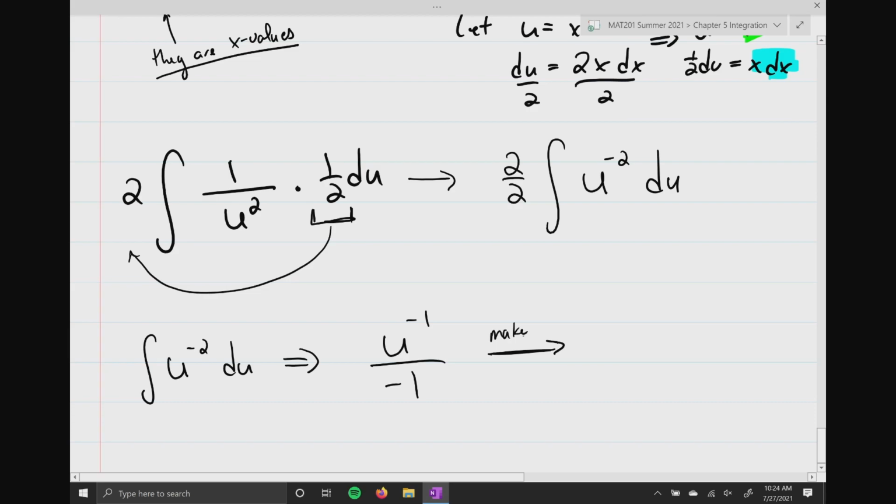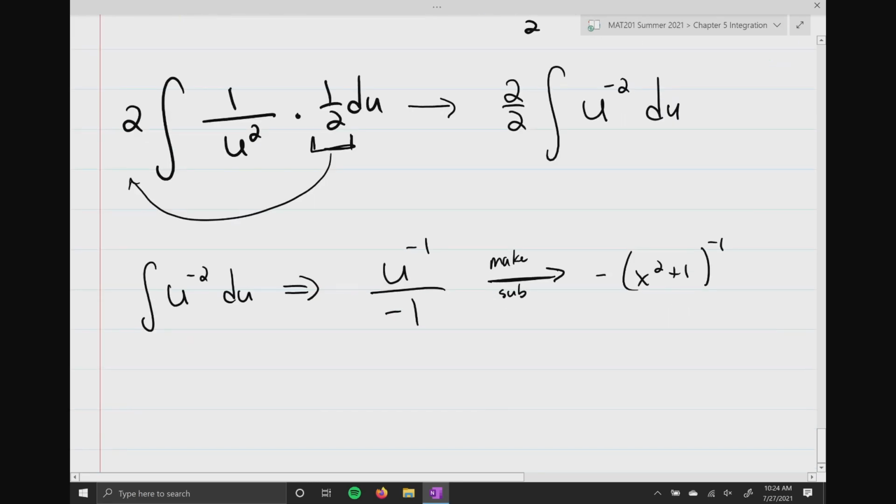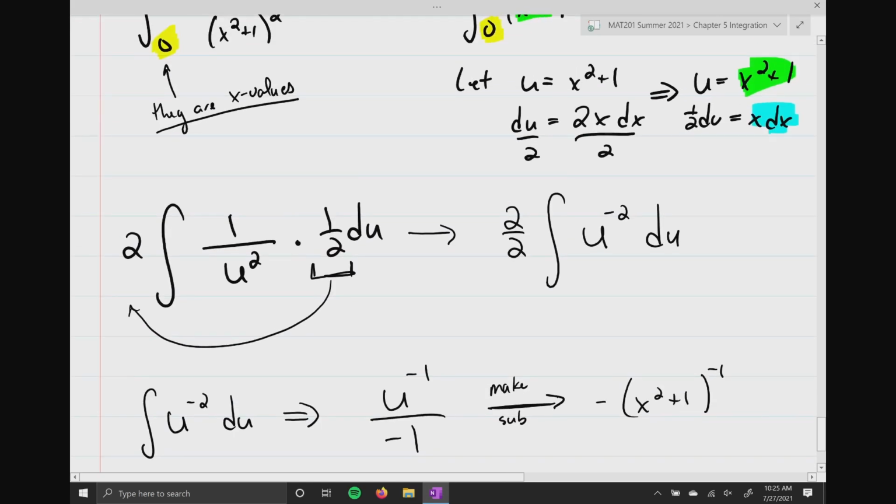is I'm going to make my sub. In other words, we let u equal x squared plus 1. So this is going to be negative parenthesis x squared plus 1 to the negative 1, or negative 1 over x squared plus 1. In other words, what I did is I took this and I made it a positive exponent. Notice I'm back in the variable of x. And now I'm going to evaluate this from 0 to 2.